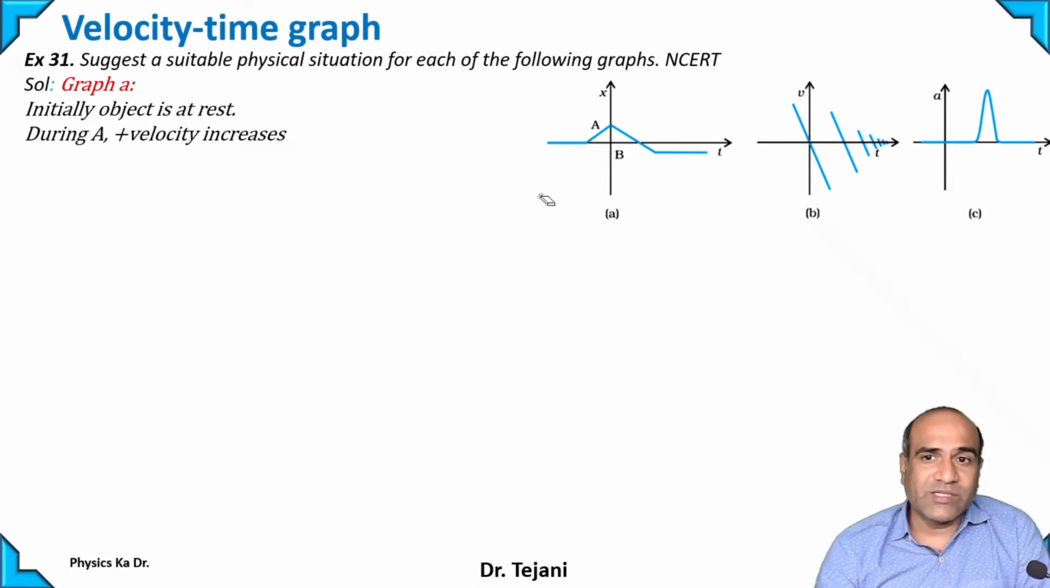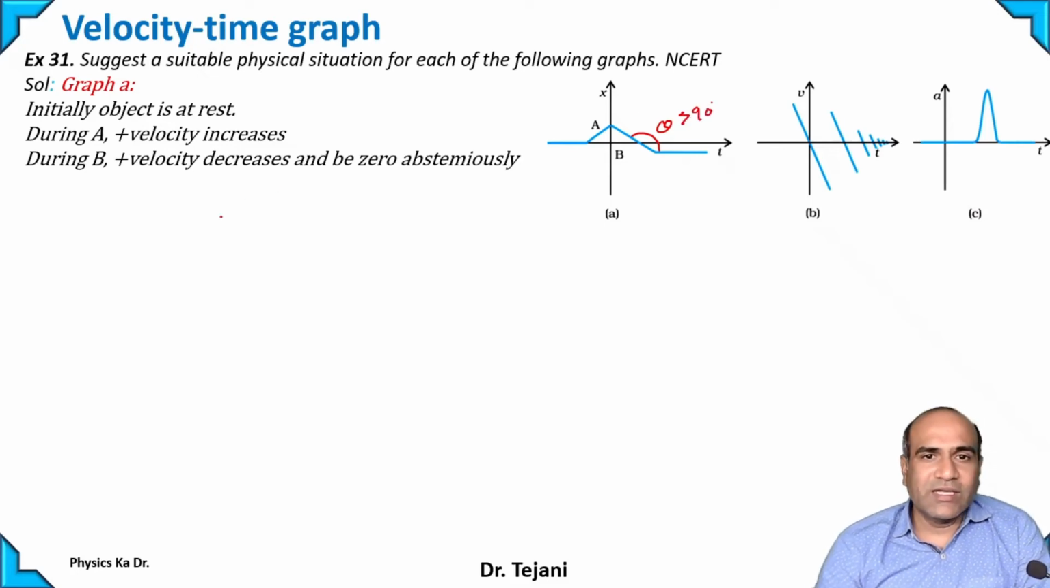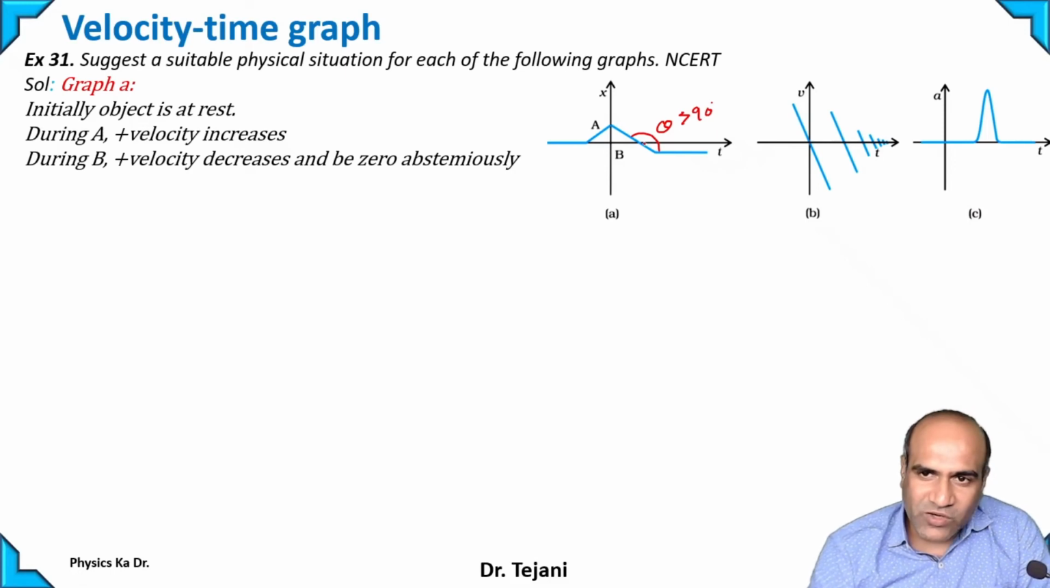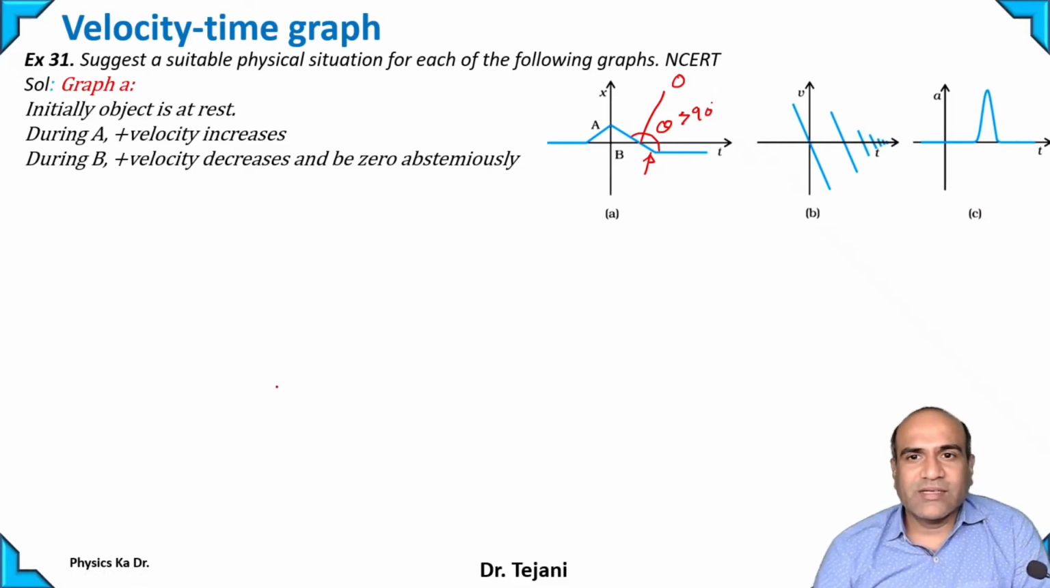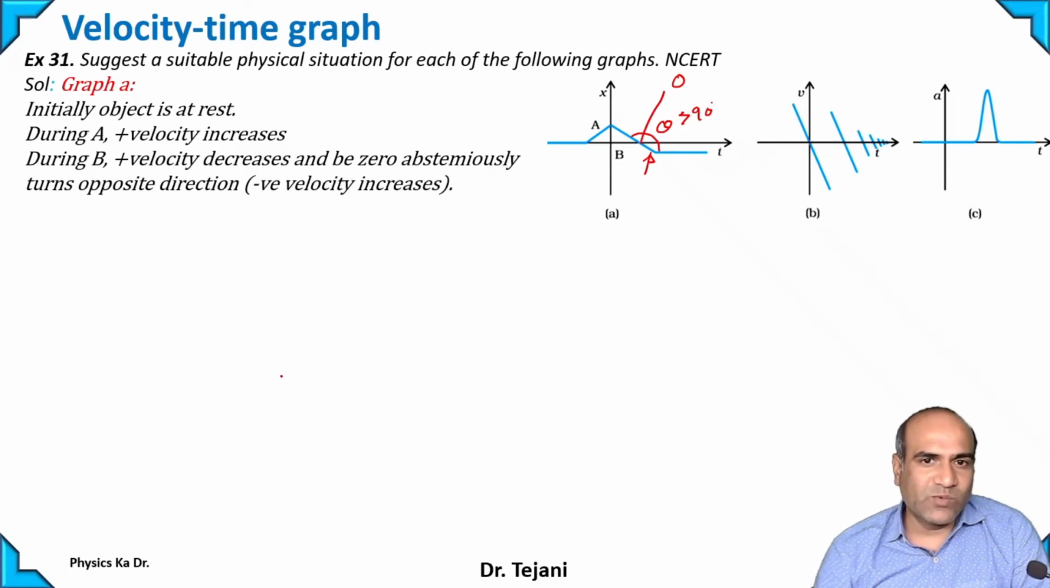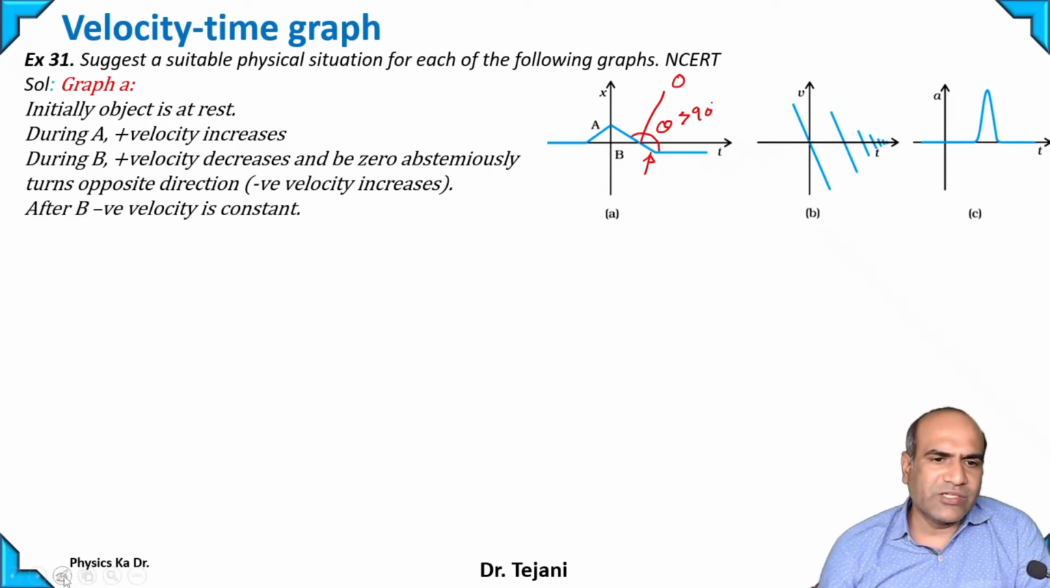Velocity increases. Then if we go with this graph, this theta is greater than 90 degrees, so velocity decreases. If it crosses here, it becomes 0 momentarily. And then it goes in the negative direction, and the negative velocity increases, and it continues in the negative direction. Fine, so A is very simple.